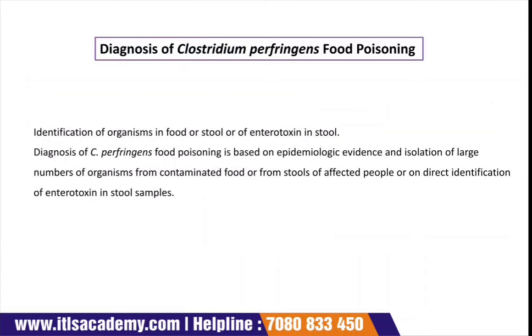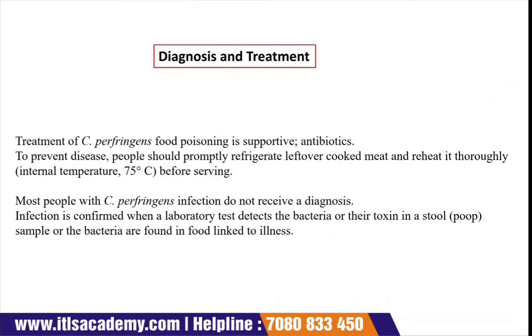Now, what is the treatment of Clostridium perfringens food poisoning? The treatment of Clostridium perfringens food poisoning is supportive, and it is preventable, and through antibiotics you can treat it. And to prevent these kinds of diseases, people should promptly refrigerate the leftover cooked meat and reheat it thoroughly, meaning to the internal temperature, before serving.